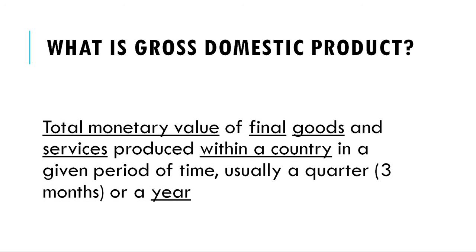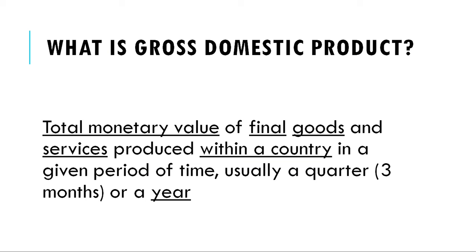Look at the screen. I am just putting a simple definition. The total monetary value of final goods and services produced within a country in a given period of time, usually a quarter or month or in a year. Why am I putting these underlined words? I am going to explain that total monetary value means all the economic activity.